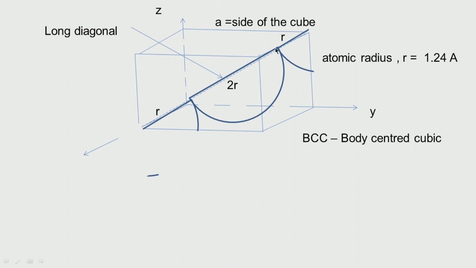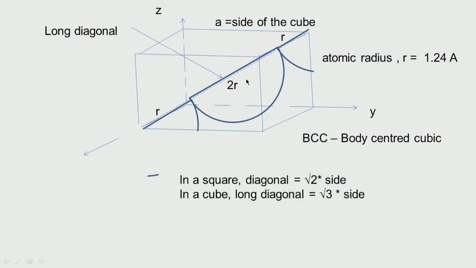So, this is the central atom, which has a radius of R. Let us take the long diagonal. This is the central atom, and then these are the corner atoms. So, we have R, 2R, R. So, the long diagonal will be equal to 4R, where R is the radius of each of these atoms, and suppose A is the side of the cube. Like you must have studied in school, in a square the diagonal is square root of 2 into side; for a cube the long diagonal is square root of 3 into side.